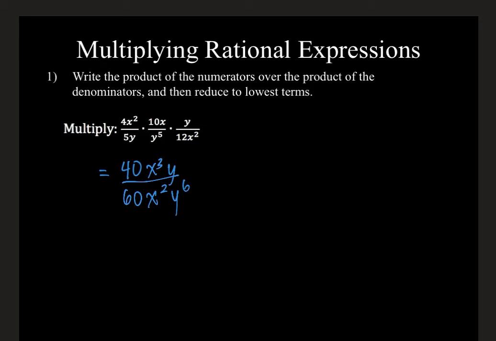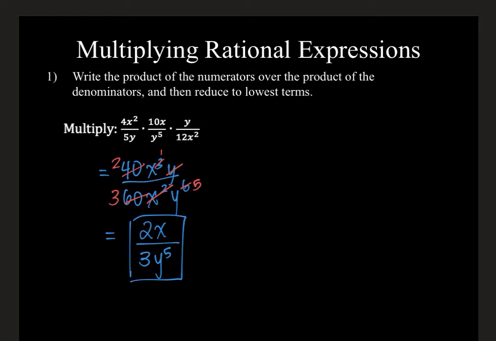Okay, so that was all multiplication. Now we're going to cancel whatever we can. I'm looking at this and seeing that 40 and 60 are both divisible by 20, so this is going to be 2 and 3. With x cubed and x squared, the smaller one is canceled out completely, so x to the third power becomes x to the 1. With y and y to the 6th, the y is canceled out, and this becomes y to the 5th power. That leaves me with 2x over 3y to the 5th power.